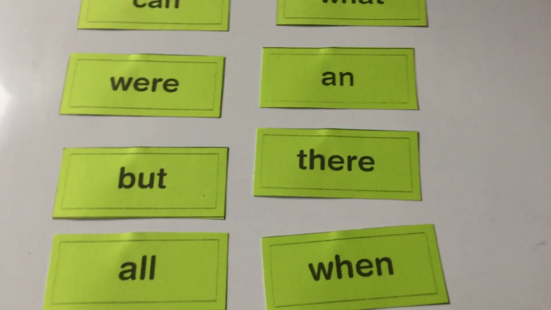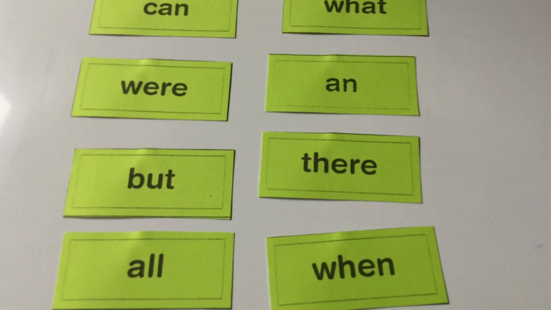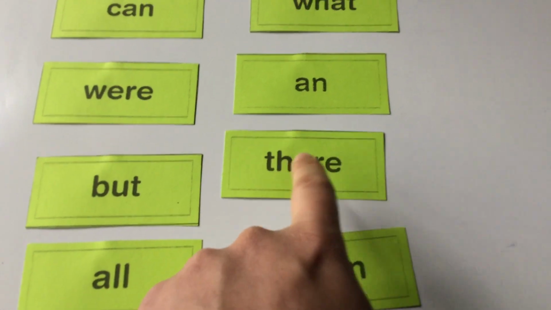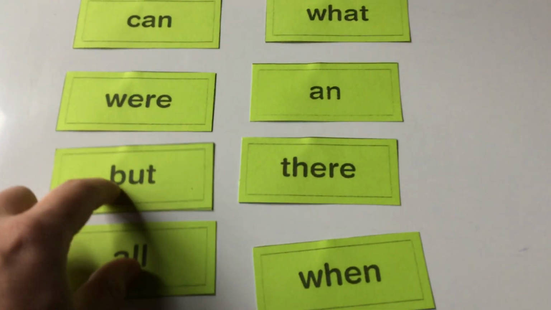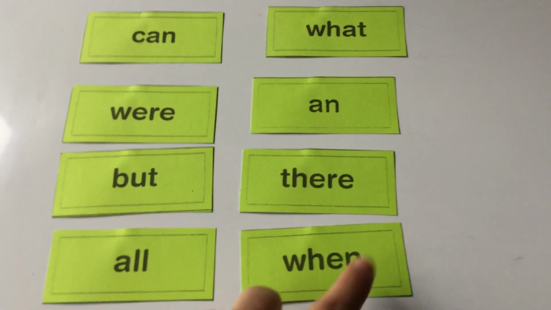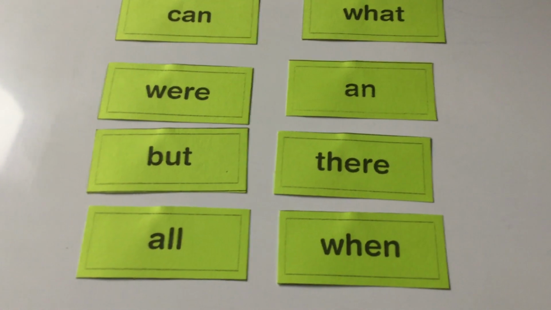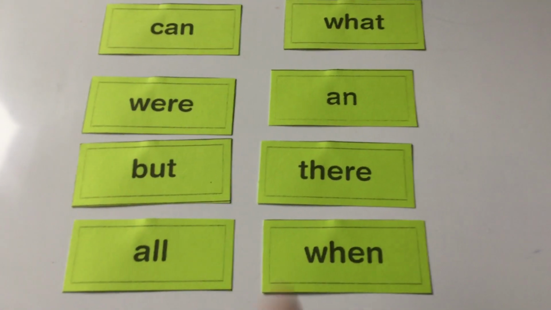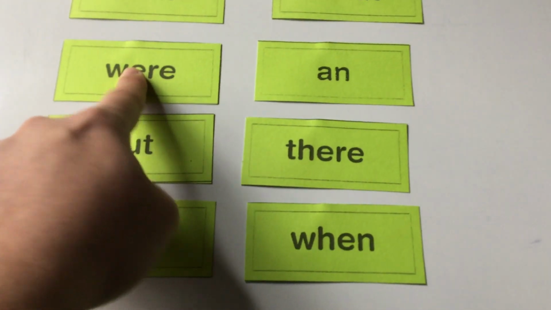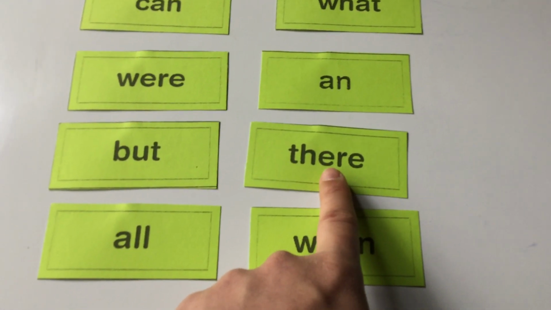Oh, so hard. This one is there. There. Like pointing to a location. Okay. There is the lunch crate. There is the bag of bagels. There is my cat. Got it? ERE for were and ERE for there. Sorry, not the same sound.